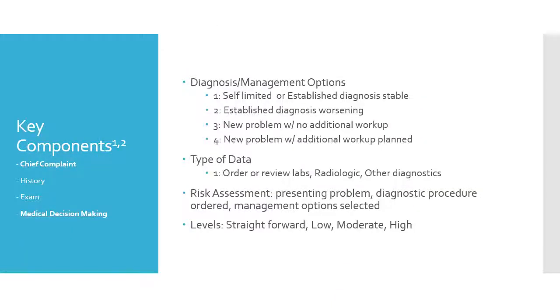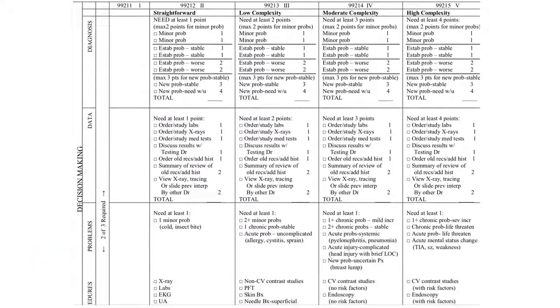Now, on to the final component of office visit coding, which is the medical decision making. There are several options for diagnosis, such as self-limited, stable, worsening, new with or without workup. This includes any diagnostics you ordered, such as labs, x-rays, colonoscopies, and the risk of the problem is also reviewed. This chart breaks this down and makes it easier to determine the level of decision making.